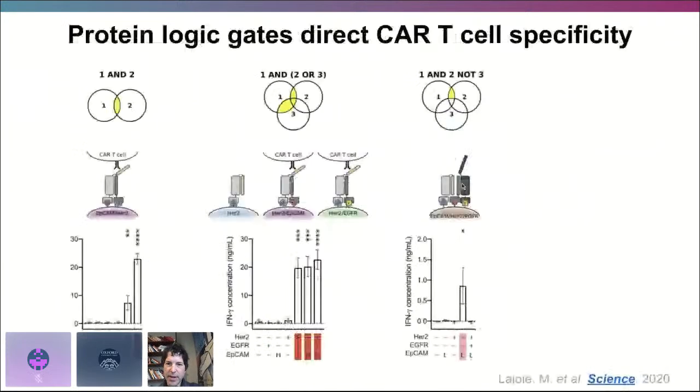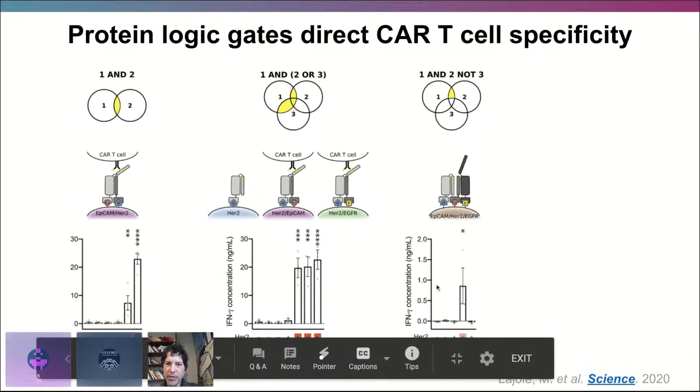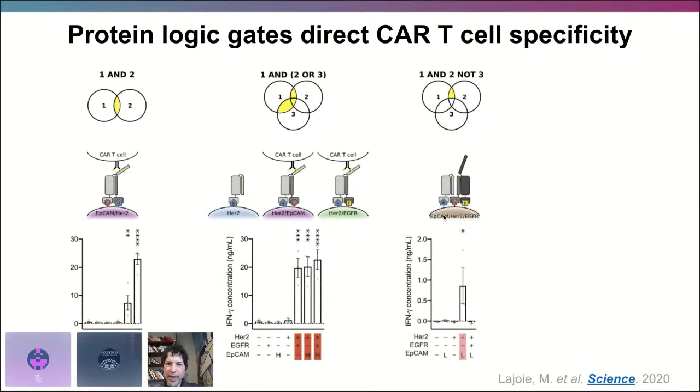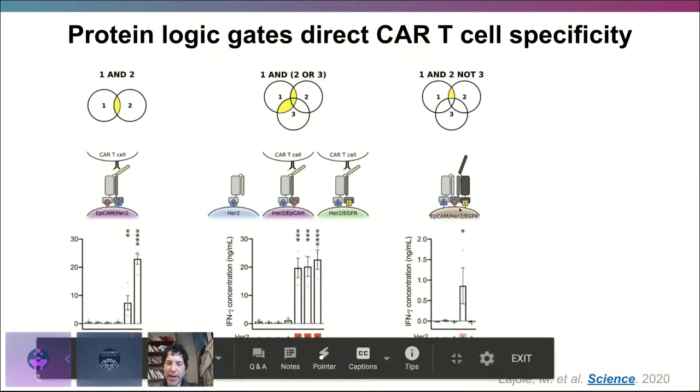Oops. And so you can see that here. So when we have, only when we have two of the markers, but not the third healthy cell marker, do we get T cell activation by the CAR T cell activation.